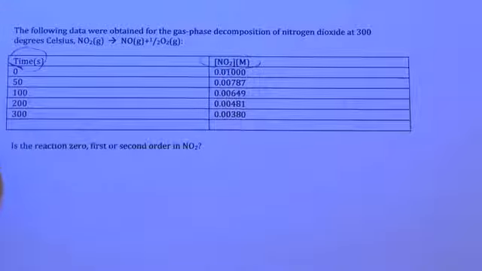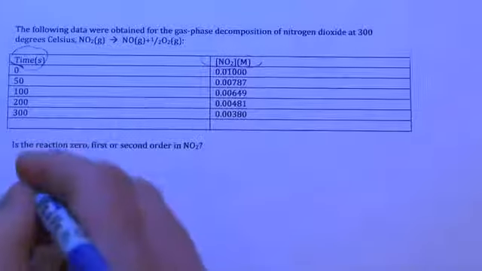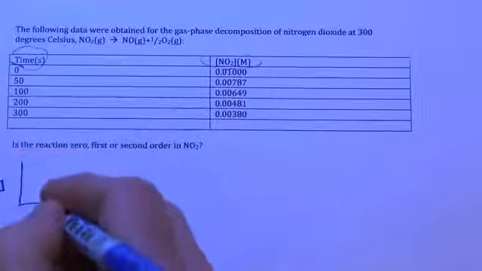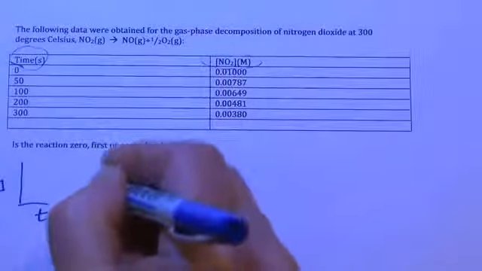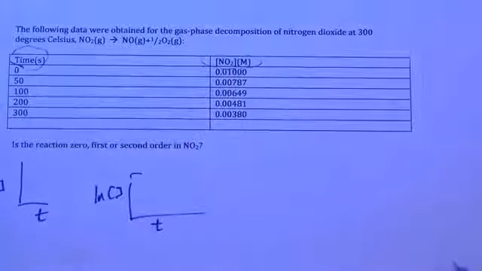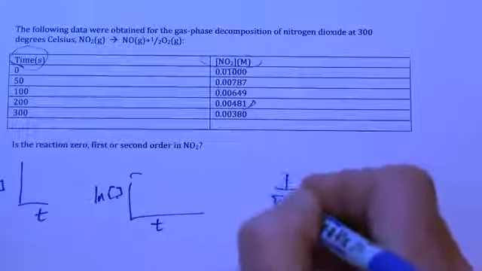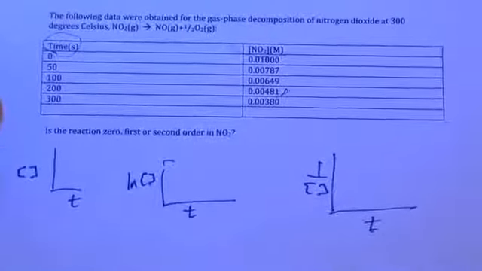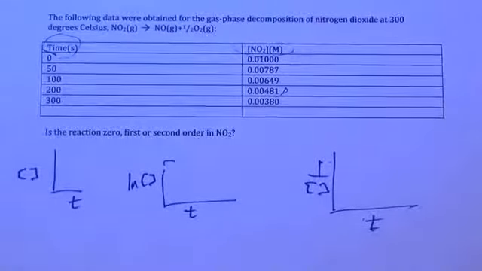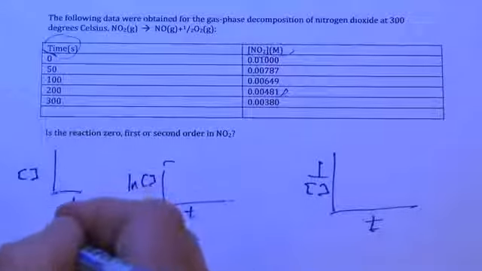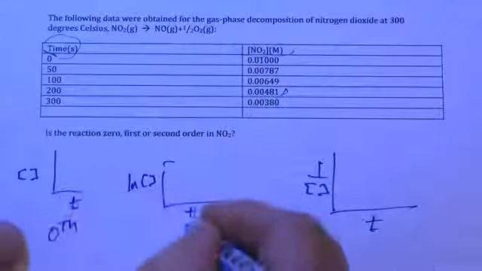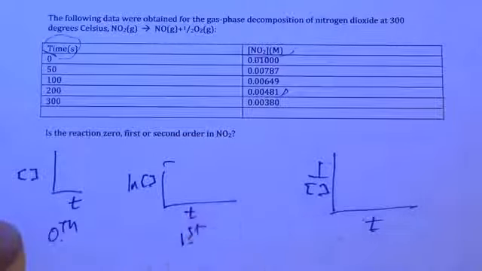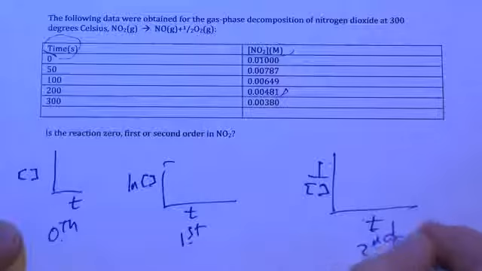Well, one way we can find this out, and probably the easiest, is to graph concentration versus time, and then graph the natural log of concentration versus time of this same data, and then graph 1 over concentration versus time. Whichever one gives us a straight line would be a clue as to whether it's zero, first, or second order. If concentration versus time gives us a straight line, it's zero order. If natural log of concentration versus time, it's first order. And if it's 1 over concentration versus time, it's second order.